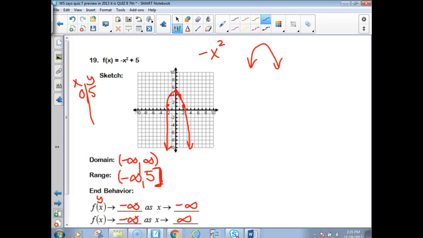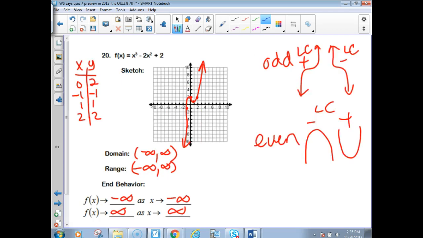What else? 19. You guys graph these things so much this unit. I'm hoping that you got that graphed really quickly. Understanding the end behavior now? That graph is pointing down on the left and down on the right. No one wants anything to talk about on 19 then? Okay, I will go on. 20?